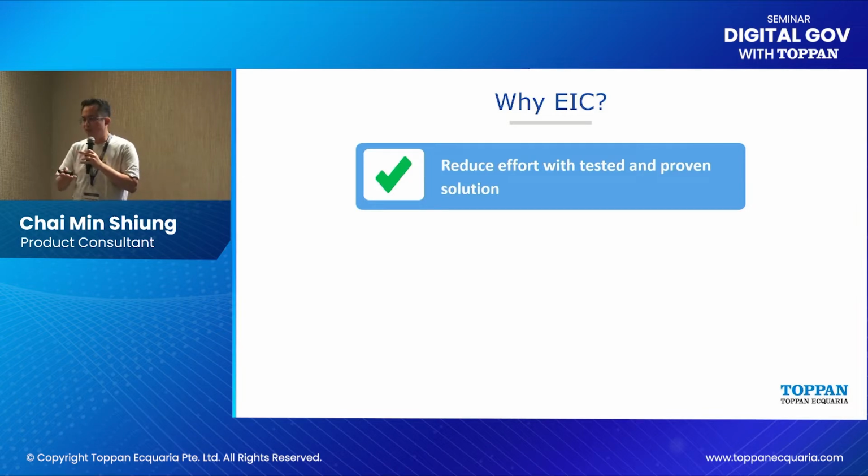Every time you do a custom implementation, you don't want to do the same thing over and over again for each application that you have, because EIC is already tested and proven. For SingPass, we have a lot of implementations already in the agencies, already tested and proven. So you don't run the risk of not meeting your timelines.